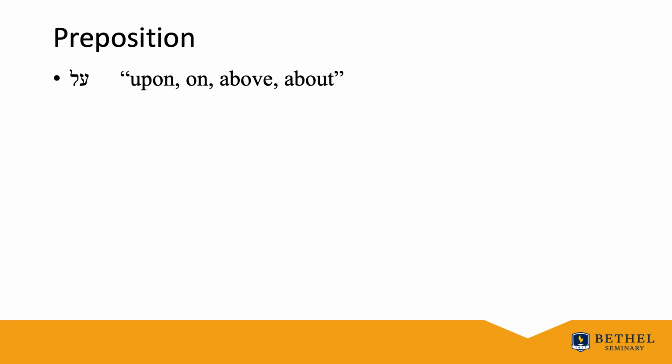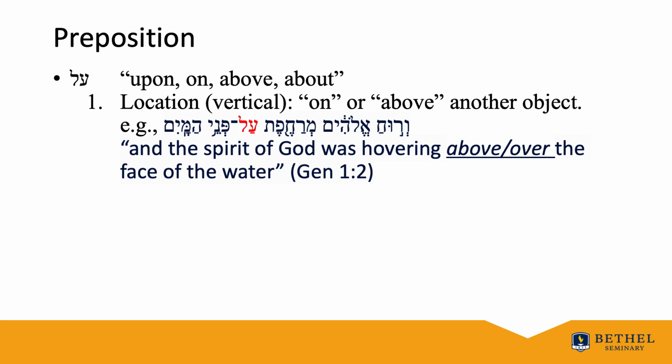So first and foremost, like I said, the most common way that al can be translated is to express location, usually a vertical location that can be translated on or above another object. Here is an example from the biblical text. Va ruach Elohim merachefet al penei hamayim. And the Spirit of God was hovering al, on or above the face of the water in Genesis 1 verse 2.